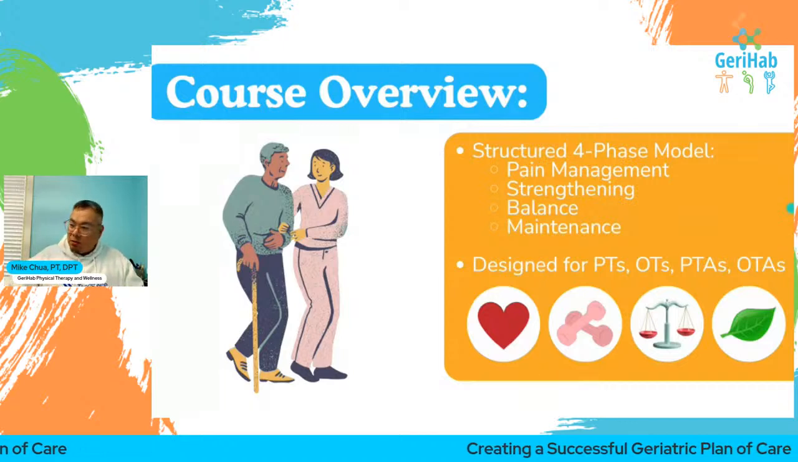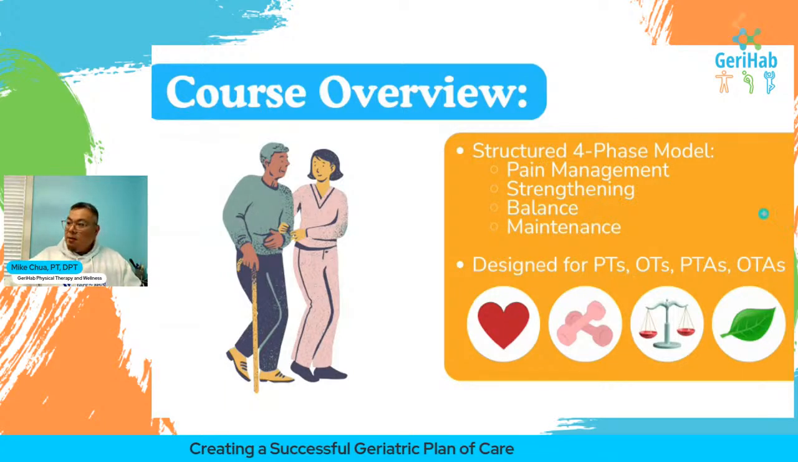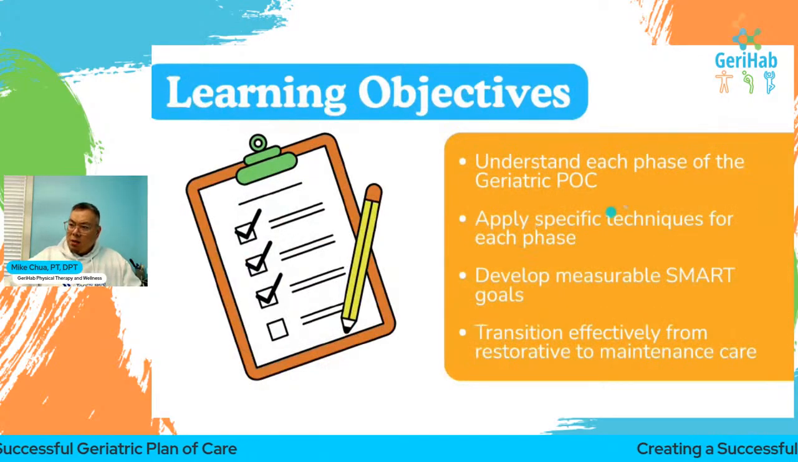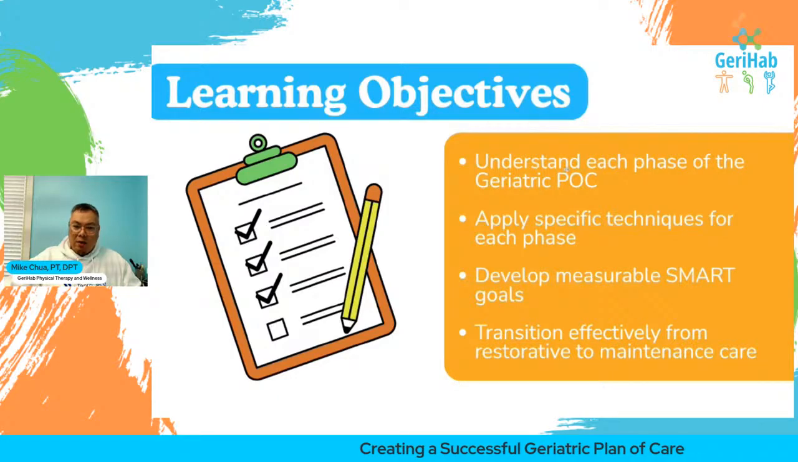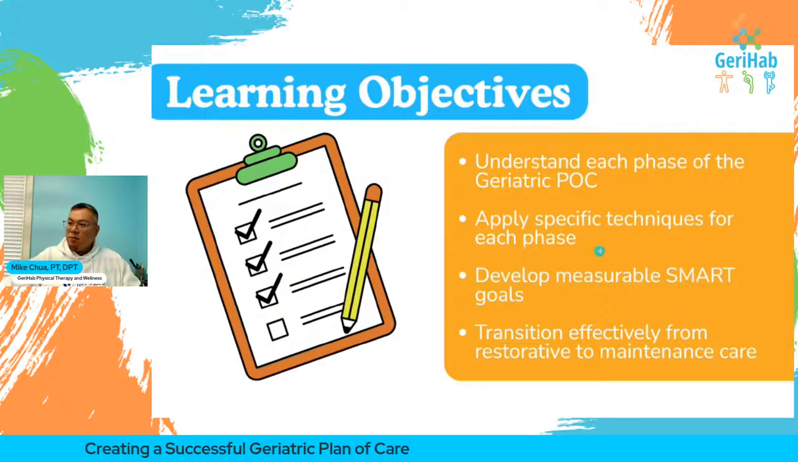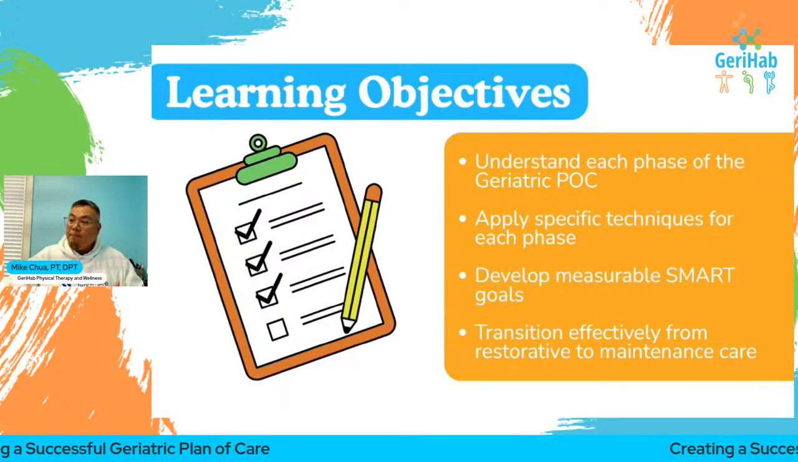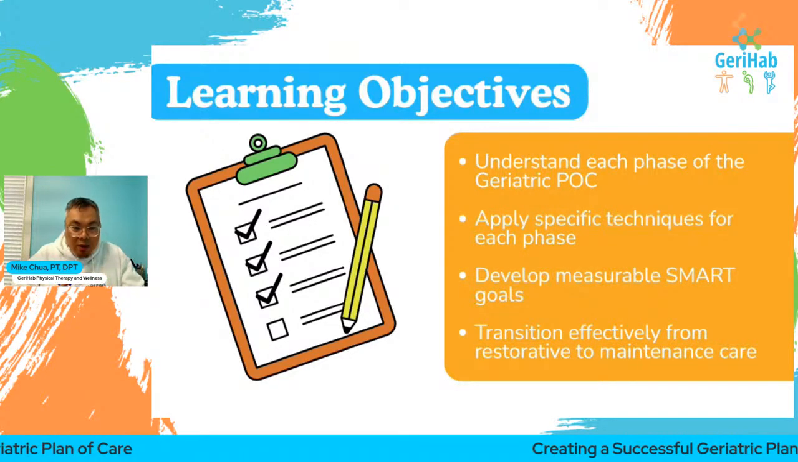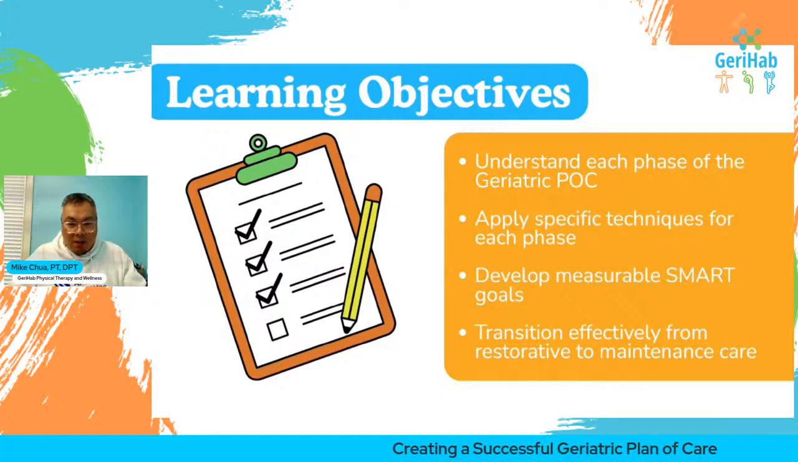So this is obviously for PTs, OTs, PTAs, and OTAs. So what are our objectives? We want to understand each phase of the geriatric plan of care. What is it for? What is it supposed to do? And then, of course, apply the specific techniques for each phase. We just can't strengthen someone if the patient is still hurting. We can't improve their balance if they are still weak.